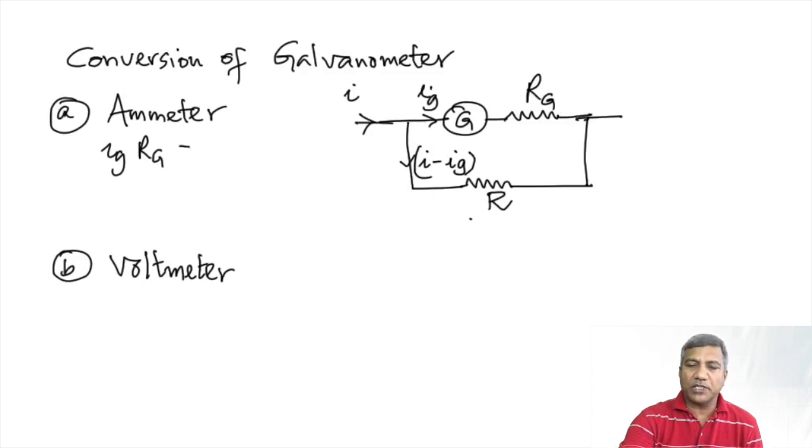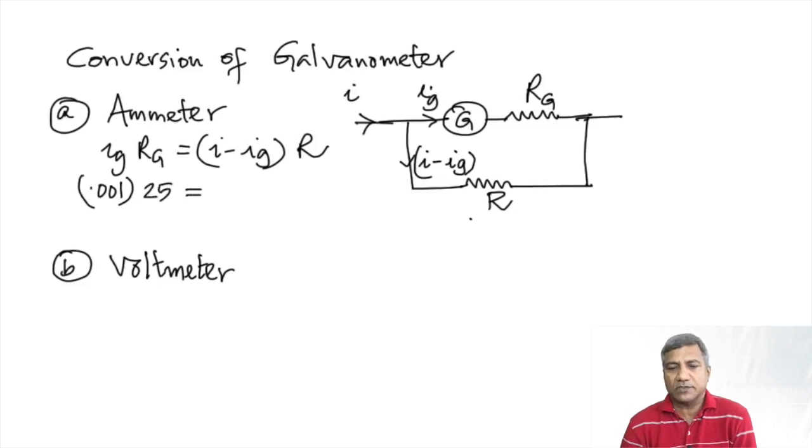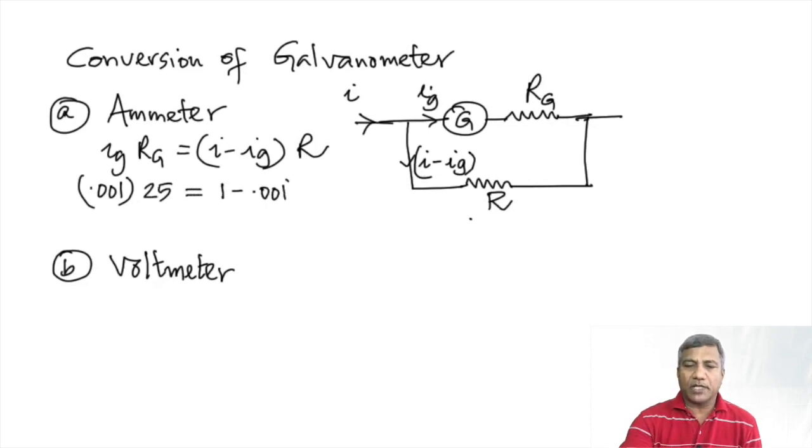Now the idea is between this point and this point, the voltage can be calculated either by multiplying Ig with Rg or I minus Ig with R, because we know that the voltage in a parallel circuit will be the same. So we will set those two equal to each other. Ig times Rg must be equal to I minus Ig times R, from which we can calculate the value of the resistance. So here again I'm assuming that Ig is 1 milliampere, so that's why we have 0.001 ampere.